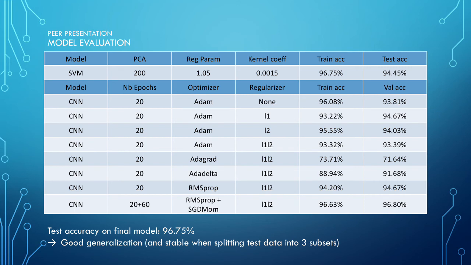We achieved a validation accuracy of 96.8% and a test accuracy of 96.75% on unseen data. It is a good generalization power of the model. We have as well measured that this number was stable when we were splitting the test data into 3 subsets.